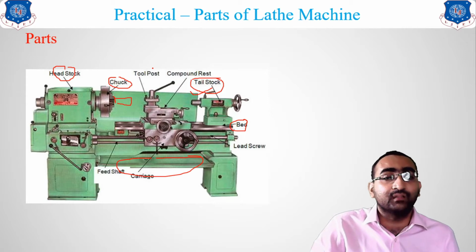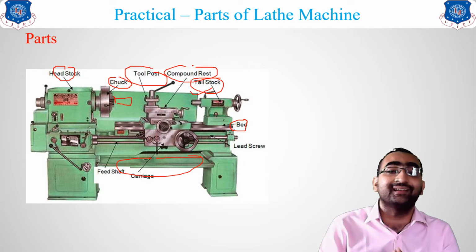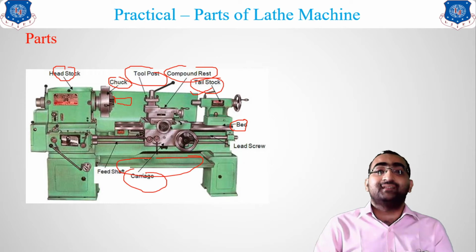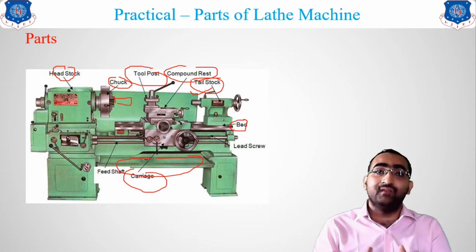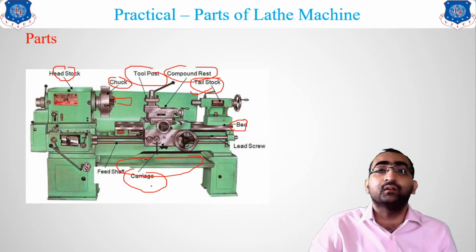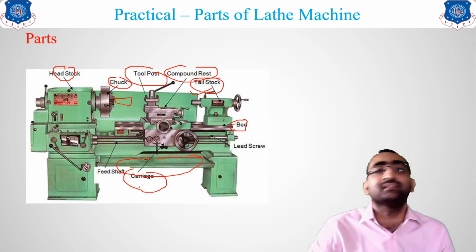The fourth main thing is the tool post and compound rest. All of this together is known as the carriage. You can see the carriage over here. The carriage provides the movement of the tool. You can slide it in any way, and you can take the tool and place it. Majorly, the tool is fixed in this carriage.